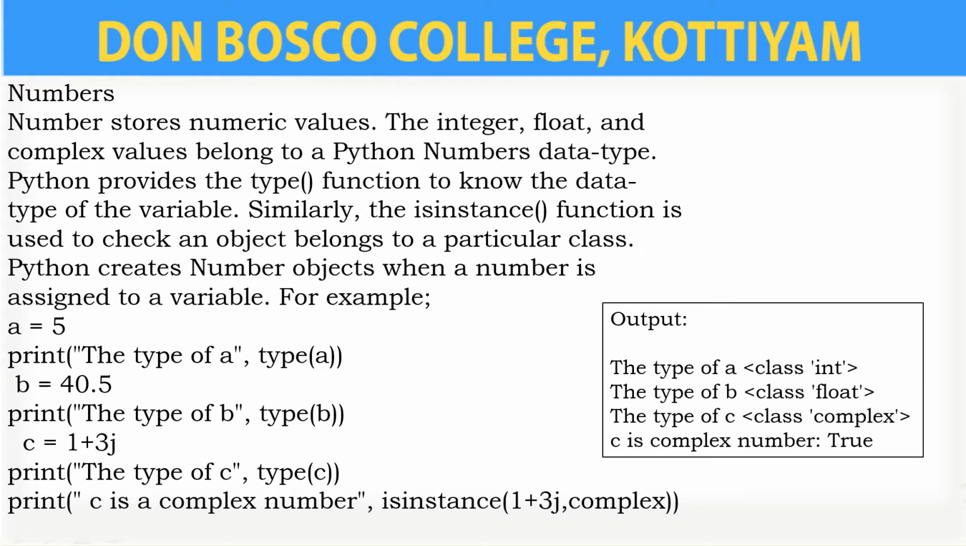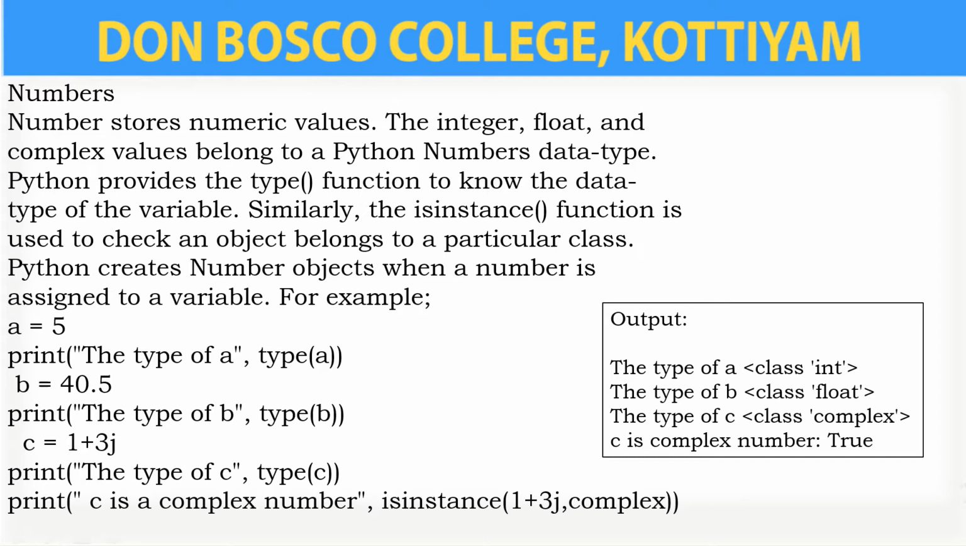So like the function type of, we have another function, isinstance, to check whether an object belongs to a particular class. And the integer, we know that integer is a value without the decimal part. That is, it contains positive or negative whole numbers without fractions or decimal part. In Python, there is no limit to how long an integer value can be.